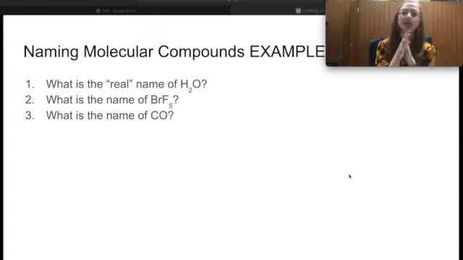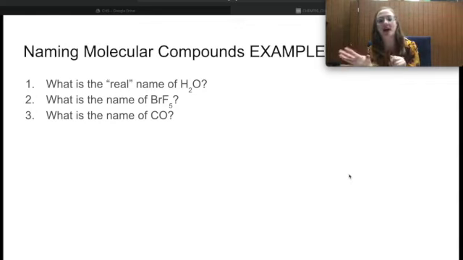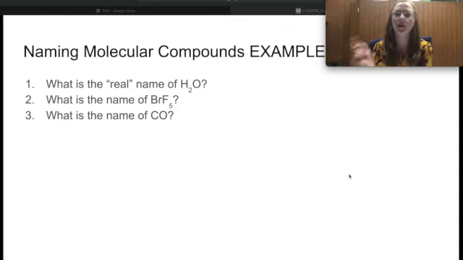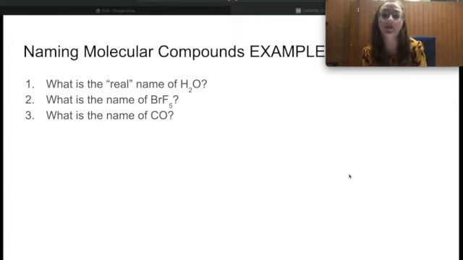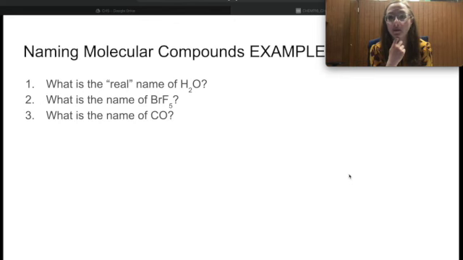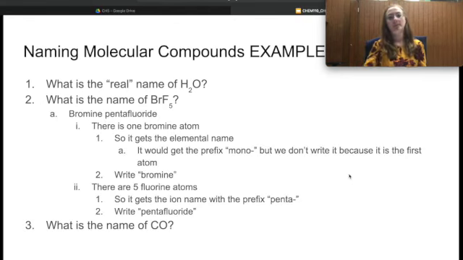So bromine. We have F5 as our second atom. F5 sounds like a tornado. So F5 is going to be 5 fluorine atoms. 5 means I have the prefix penta, so I know I'm going to attach the prefix penta to my name. And then I'm thinking about the fact that fluorine is the second atom, so it's going to get the ion name. So this would be pentafluoride. So if I'm looking at the compound there, I would call that bromine pentafluoride.